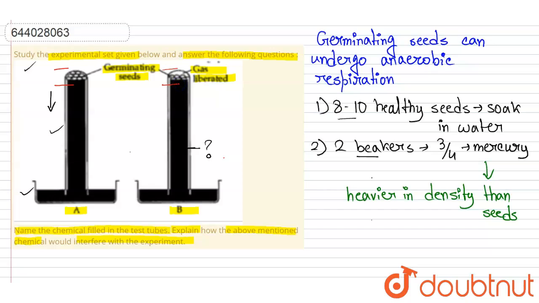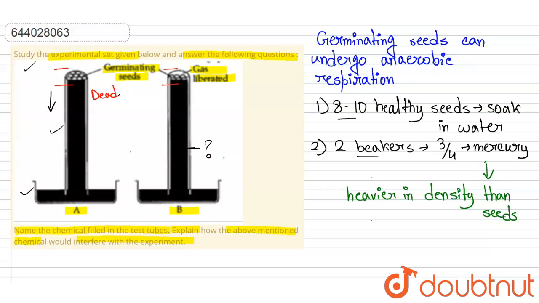Now here the A setup is the control setup, and in the A setup the seeds are boiled seeds, which simply means that they are dead seeds. So in the A setup the seeds are dead. But in the B setup, the seeds are alive.